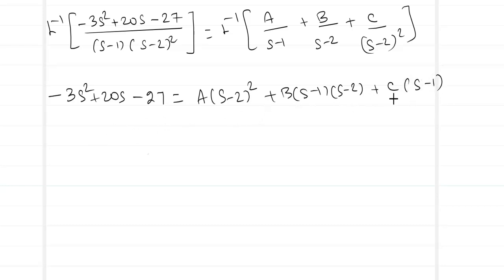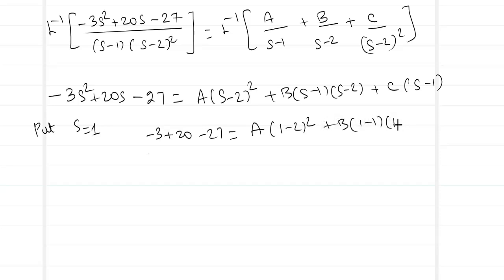Now how to resolve this a, b and c? First, substitute s is equal to 1 on both sides. I will have minus 3 plus 20 times of s, so it is 1 minus 27 to be equal to a times of 1 minus 2 the whole square plus b times of 1 minus 1, 1 minus 2 plus c times of 1 minus 1. The c and b cancel off, leaving you with a to be equal to minus 10.